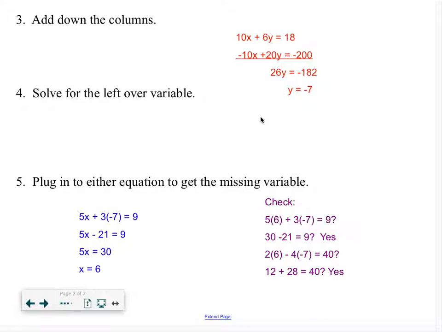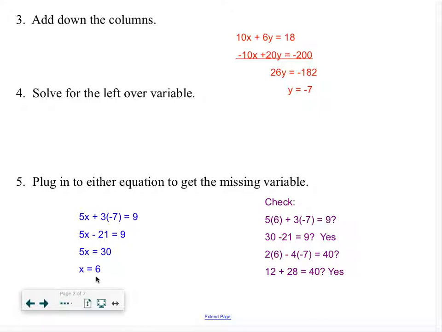So that's my y-coordinate. So that's nice that I have my y-coordinate, but I need to know the x-coordinate of this intersection point. So I took the negative 7 and I plugged it into one of the original equations, and I solved for x, so I got 6.